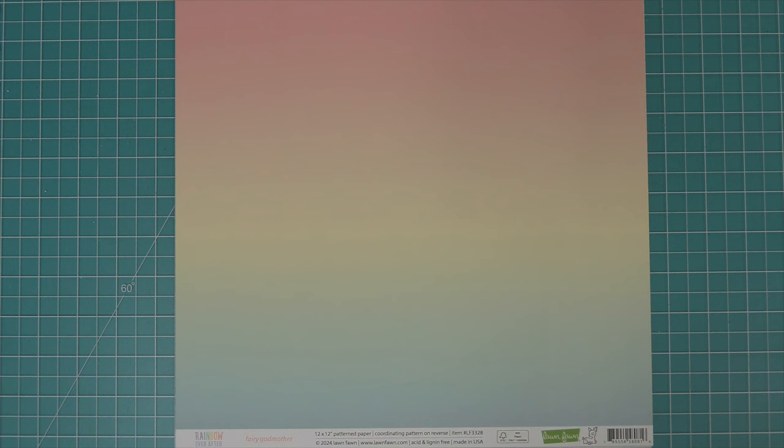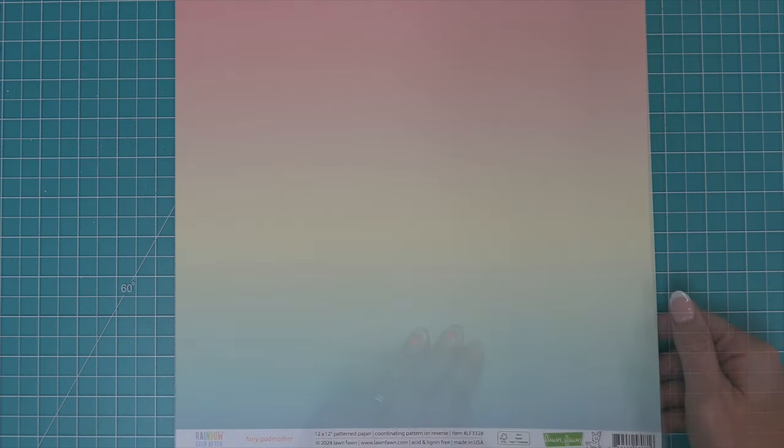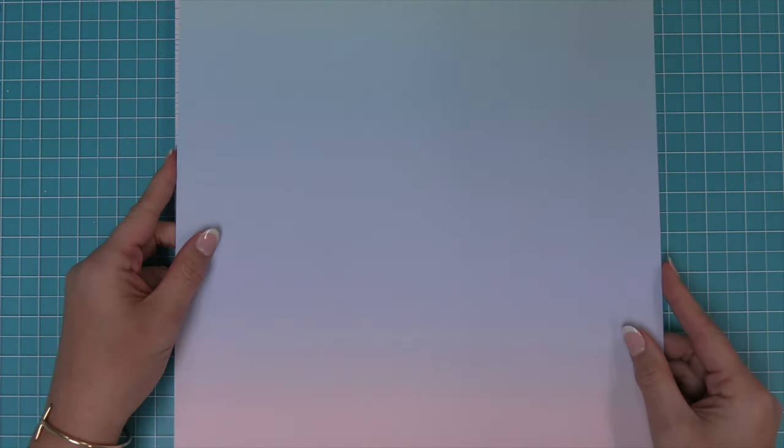Our next paper is called Fairy Godmother, and I am obsessed with this paper. It is this gorgeous gradient. I mean, look at this. Oh my gosh, this first one almost feels like a sunset. It's so pretty, and as you go to the back of the paper, it almost has more of a nighttime sky. It's absolutely gorgeous with the blues and the purples and the pinks.